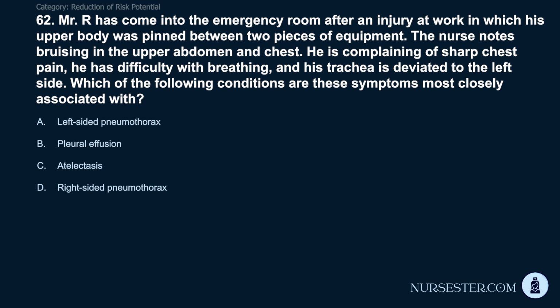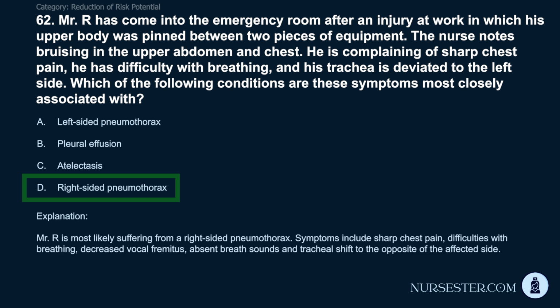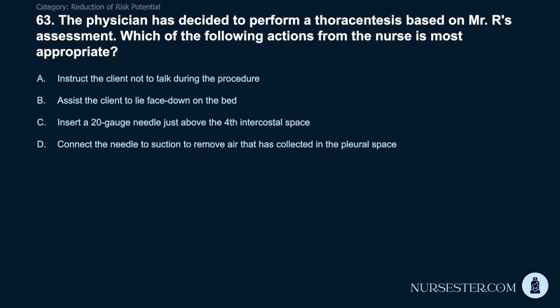A. Left-sided pneumothorax. B. Pleural effusion. C. Atelectasis. D. Right-sided pneumothorax. Correct answer, D. Right-sided pneumothorax. Mr. R is most likely suffering from a right-sided pneumothorax. Symptoms include sharp chest pain, difficulties with breathing, decreased vocal fremitus, absent breath sounds, and tracheal shift to the opposite of the affected side.